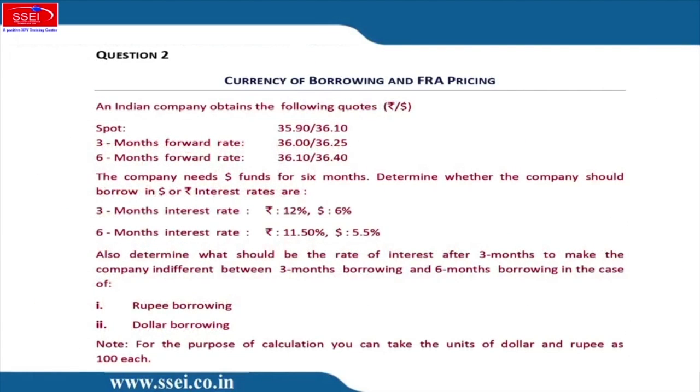So question number 2 of interest rate risk management is on the currency of borrowing and FRA pricing. There is a misprinting in the 3-month forward ask rate. You can see it's given as 36%. But luckily the 3-month forward rate is of no use. So leave it, don't bother about it.